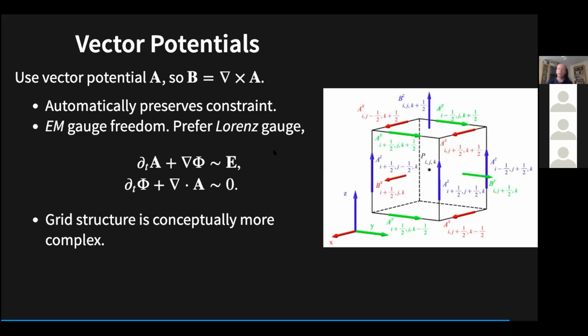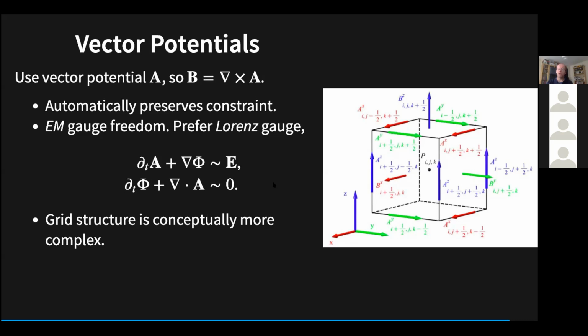This means that if we write things explicitly in terms of the vector potential and then compute B from it as a curl, because the divergence of the curl automatically vanishes, that's automatically going to preserve the constraint. Now, this introduces some conceptual issues, both at the continuum level and also at the discrete.